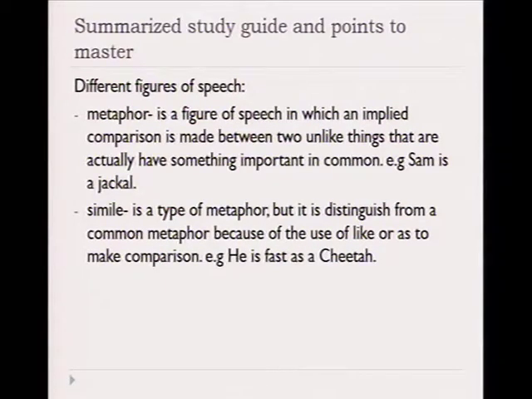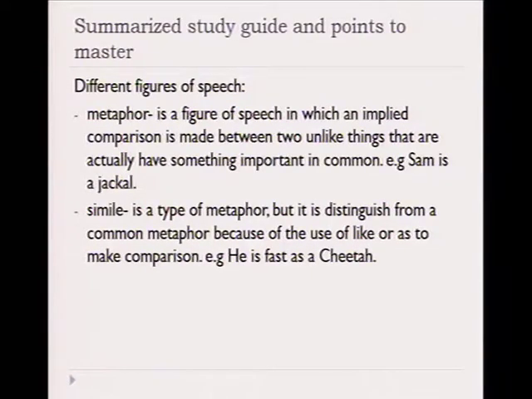This is the literature part where we have what we call figures of speech. And these types of figures of speech are like metaphor, simile, and so forth. What is a metaphor? Let's look at this. A metaphor is a figure of speech in which an implied comparison is made between two unlike things that actually have something important in common.